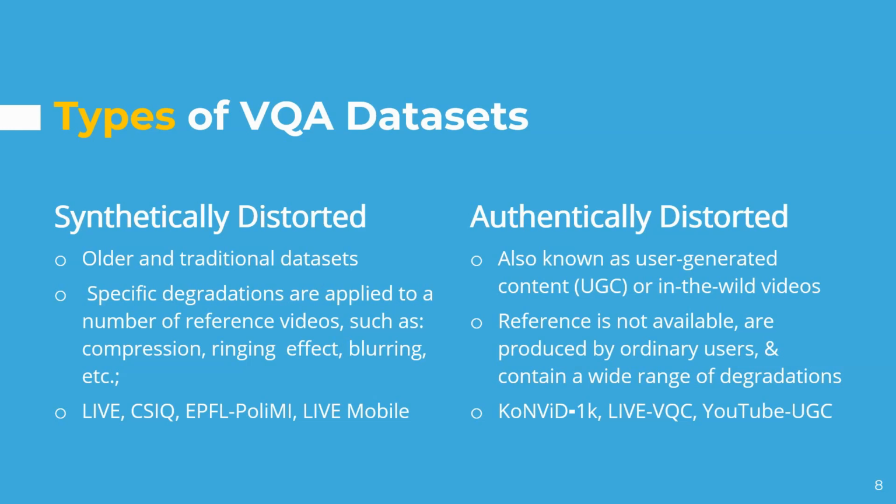What about authentically distorted datasets? They're also known as user-generated content, or UGC, or in-the-wild videos. In such datasets, video references are not available. And these videos are typically produced by ordinary users using their gadgets, such as mobile devices, camcorders, and these video creators are not professionals. They're amateurs, and the video is not a professional one. And they contain a wide range of degradations. Some of the most famous authentically distorted datasets are COMVID1K, LiveVidUC, and YouTube UGC.